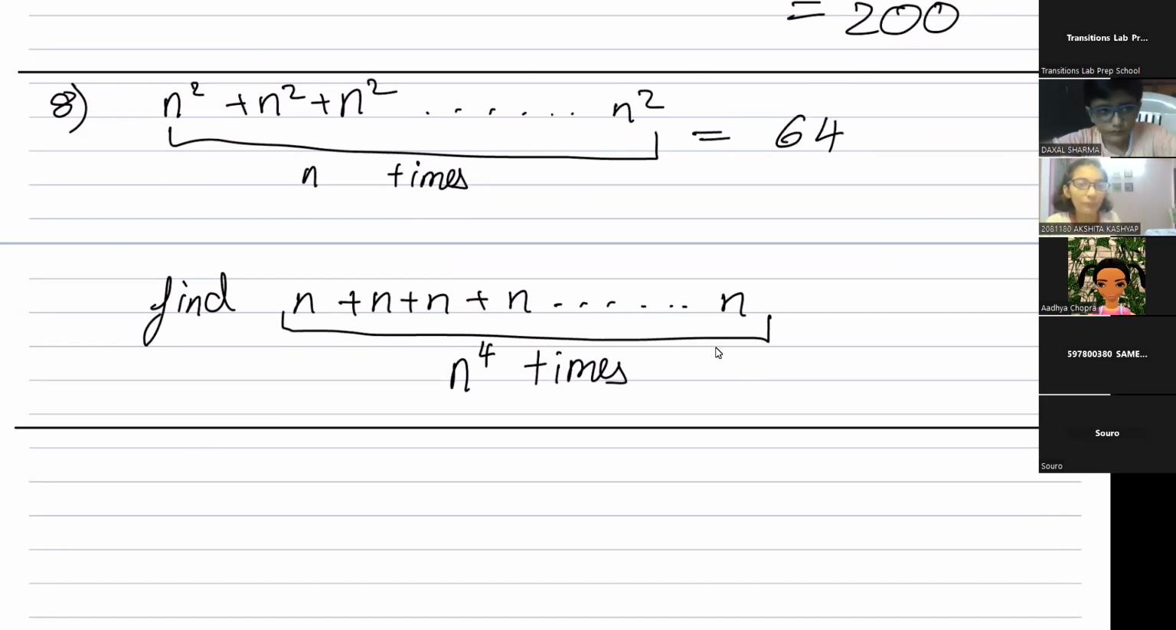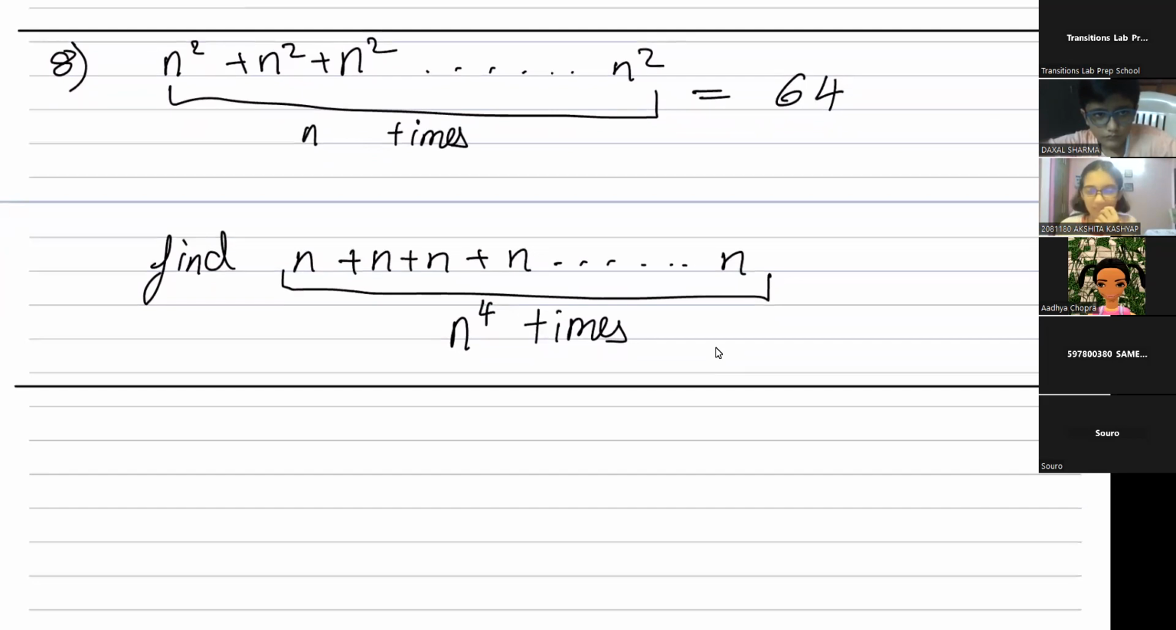That means the base of the exponent is the same as the number of times it has been added repeatedly. Yes, correct. The base of that exponent is related to the number of times you're adding it. There are no identities or anything that you need to use over here.